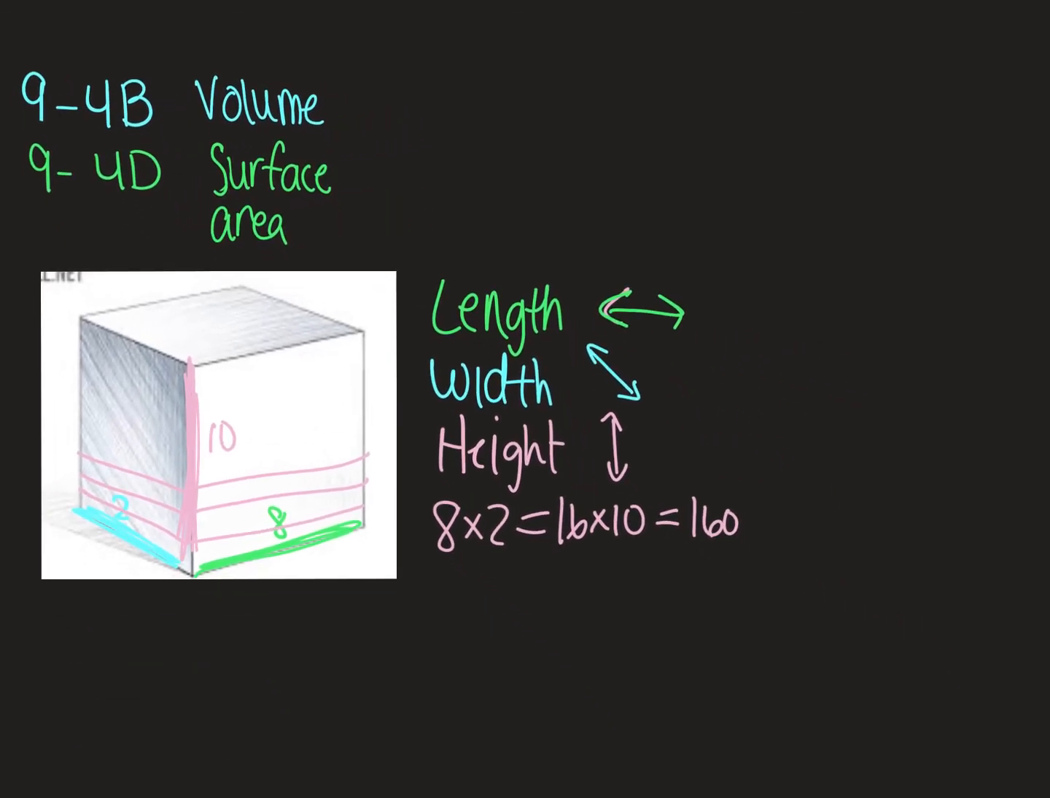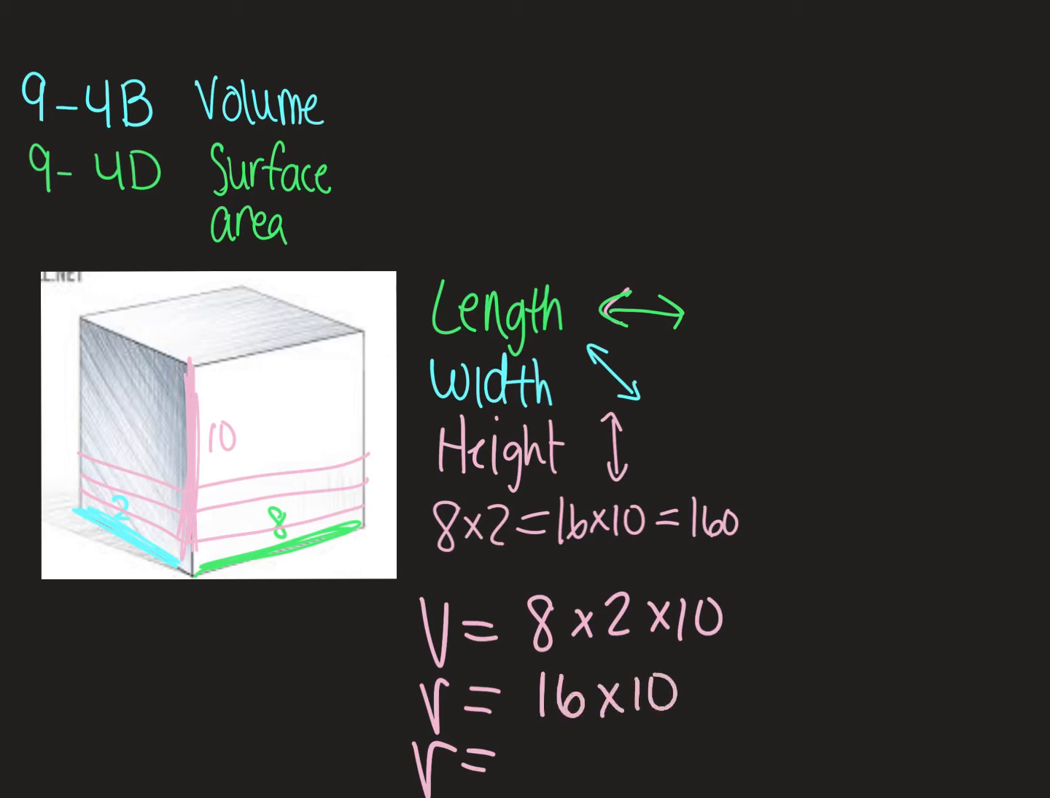Here's how math people like to write it. V equals. V stands for volume. 8 times 2 times 10. It really makes no difference which order you put them in. 8 first, 2 first, 10 first, who cares? The second line, you can multiply anybody that you want together. So you're allowed to multiply 8 times 10 first if you want, or 2 times 10, or 8 times 2. Doesn't really matter, so I think my second line is going to say 16 times 10.